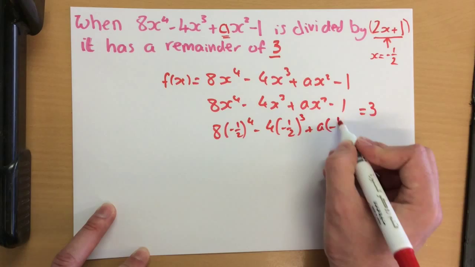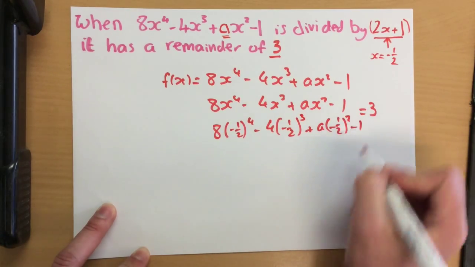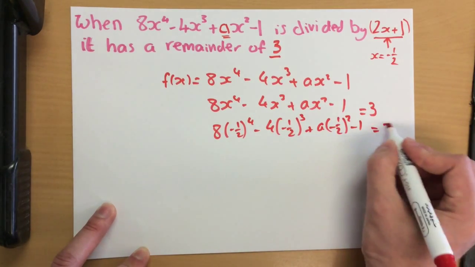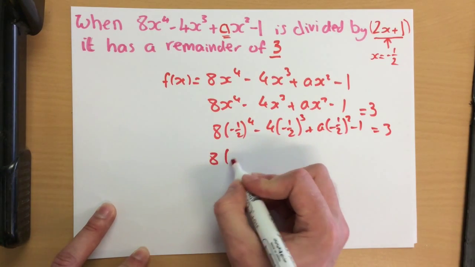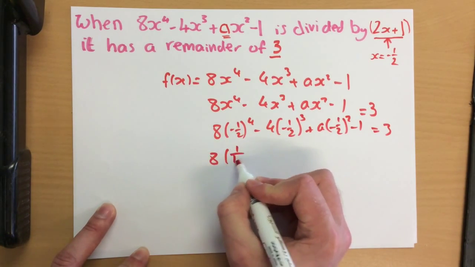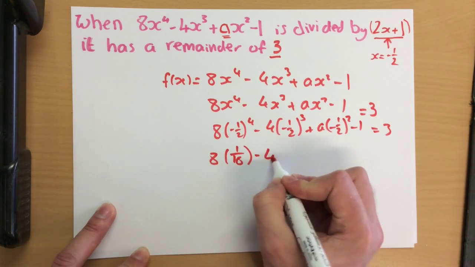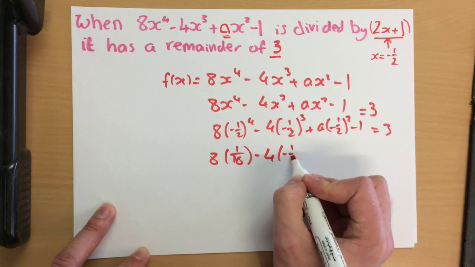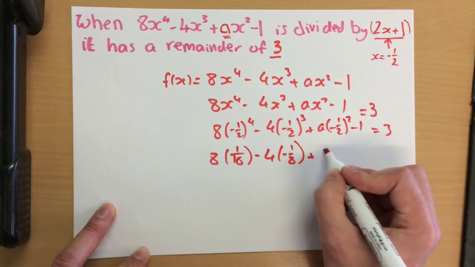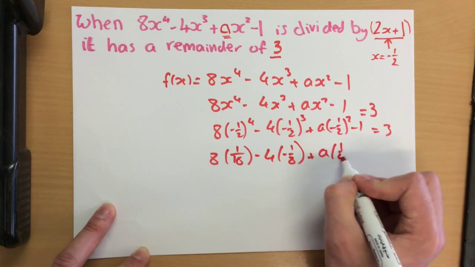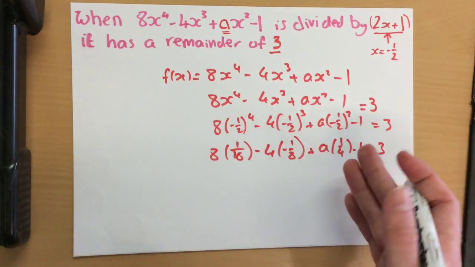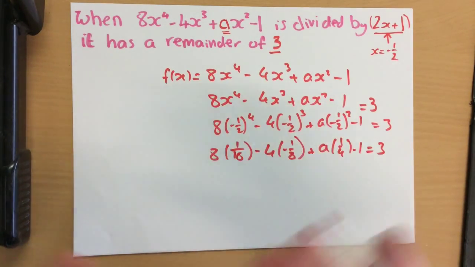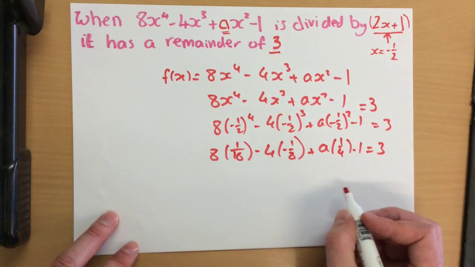Okay, have you paused it and come back? I'm still working on this. Beat me to it, well done. Equals 3. So 8 times 1/16 minus 4 times negative 1/8 plus a times a quarter, subtract 1 is 3. Again, there's no reason you can't check it, pause it, do the next bit yourself, keep going backwards and forwards as you go along.